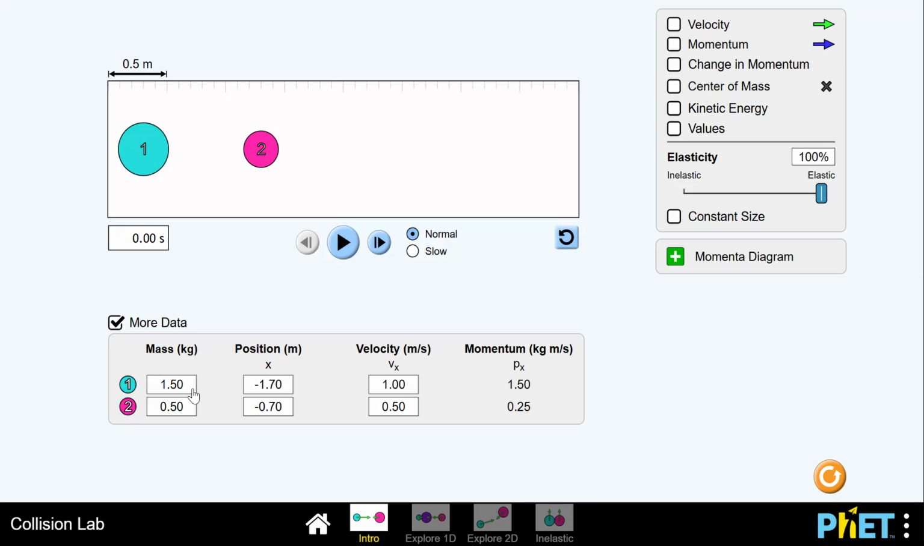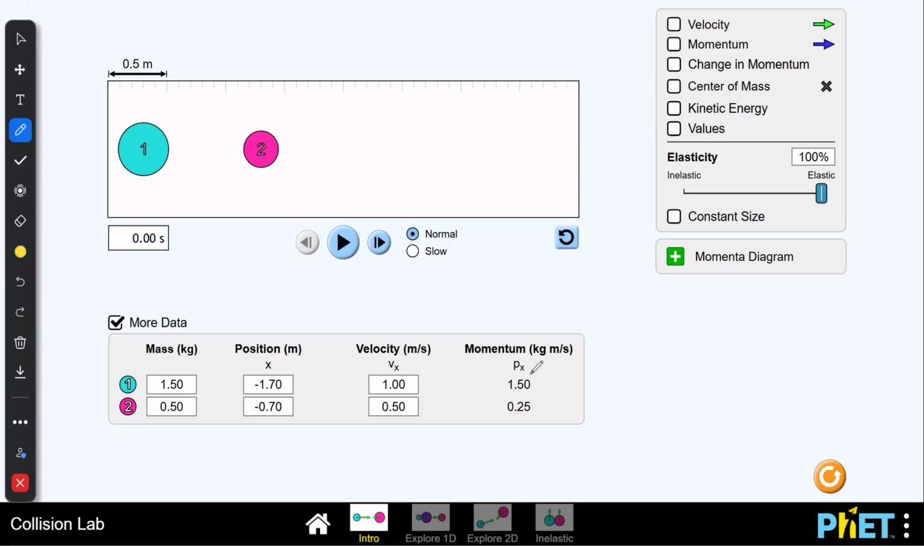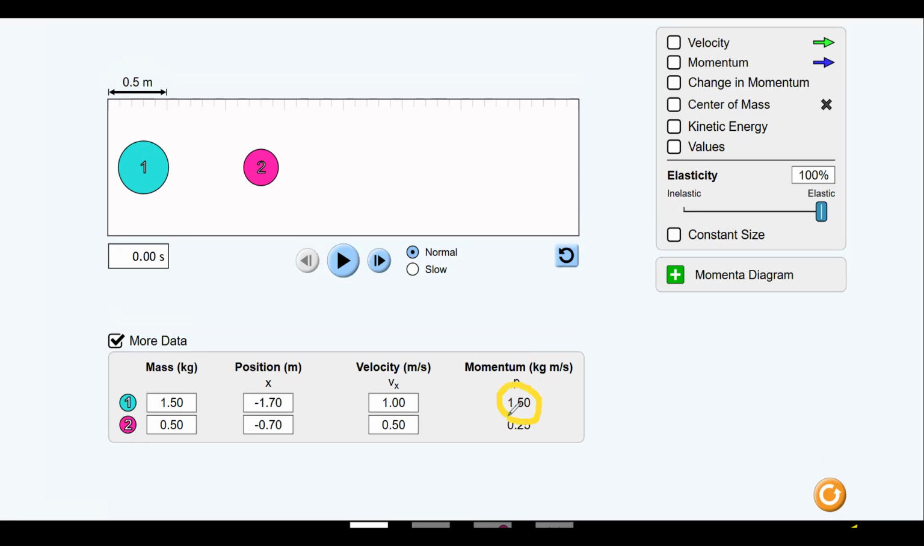So that's what you can see here, 1.50. Okay, next for the second object: velocity and mass m. For object 2, mass 0.50 kg, velocity 0.50 meter per second. You can change any value in this simulation.